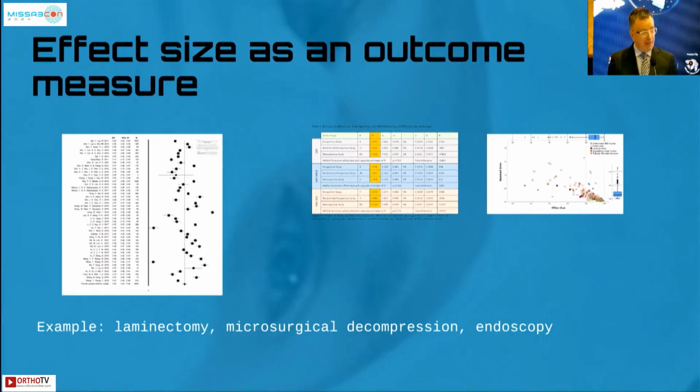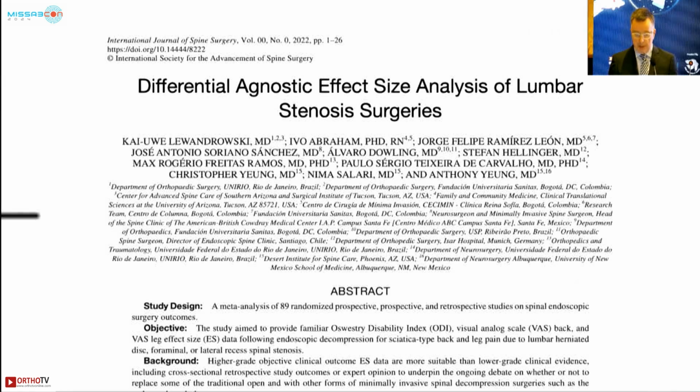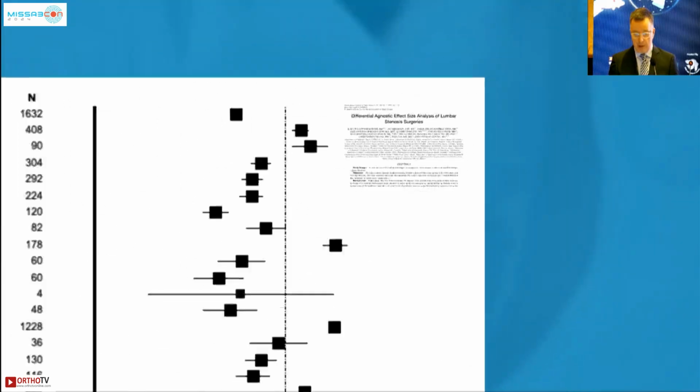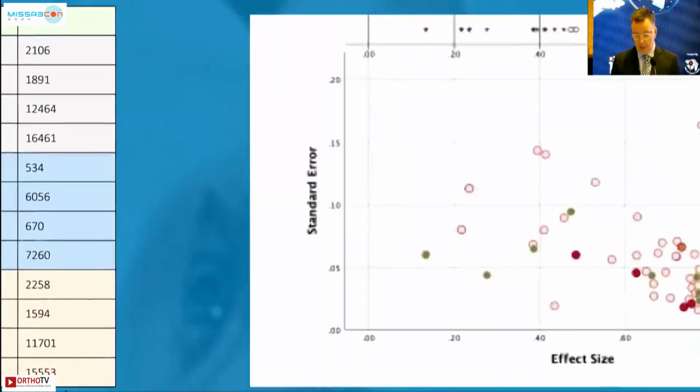Now, what about the effect size? We always get criticized: endoscopic surgery is too small, it's a sham operation, and formal decompression is needed to reliably result in symptom improvement. I used an agnostic analysis, 114 studies in a meta-analysis published here in IJSS. Very interesting, and we found that there is a significant overlap of benefit. If you look at ODI improvements, not statistically significant for ANOVA testing here, but look at the number of samples, 15,553 samples, an incredible number of data samples.